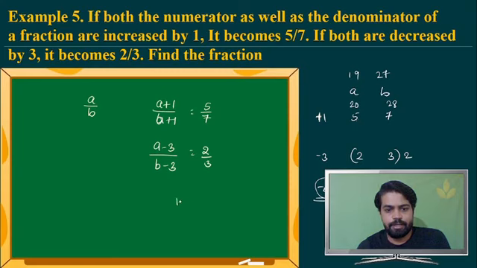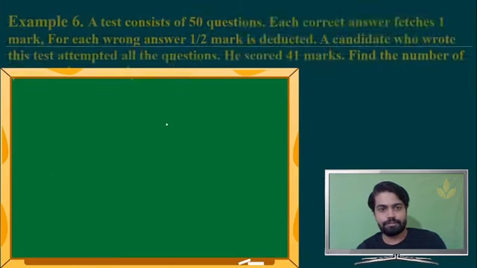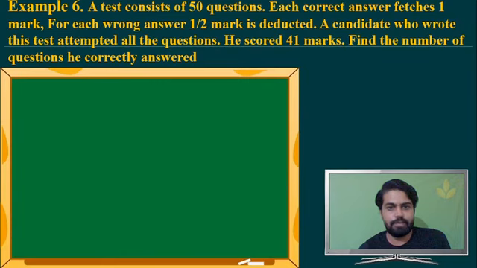So what is the ratio? The first fraction is 19 by 27. You can even check it: when you add 1 to that it will become 20 by 28. When you remove 3 from that, it becomes 16 by 24, which is actually 2 by 3. So the answer is correct. So this is the approach. If you are not understanding, no issues, you can do the cross multiplication and the elimination method by simultaneous linear equations.